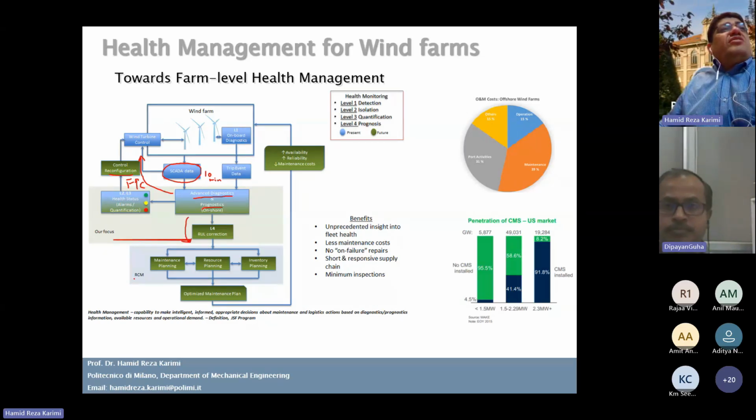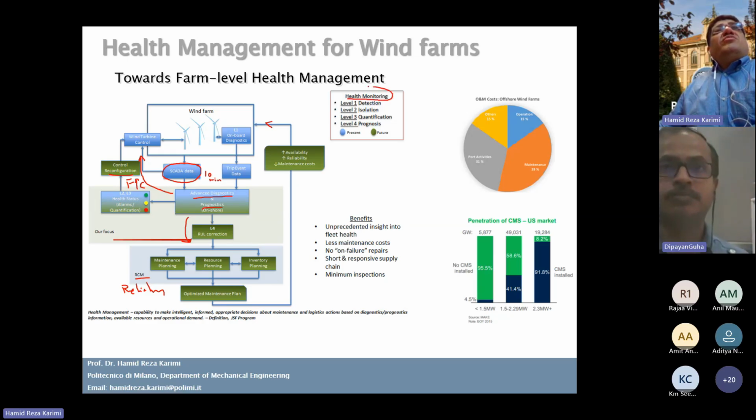This is about the RCM, it's about reliability, about how to enhance the reliability. But again, we develop some sort of optimization maintenance, and then we do the control again. So basically, in the context of the power system, health monitoring is very important in terms of detection, isolation, quantification, prognosis.